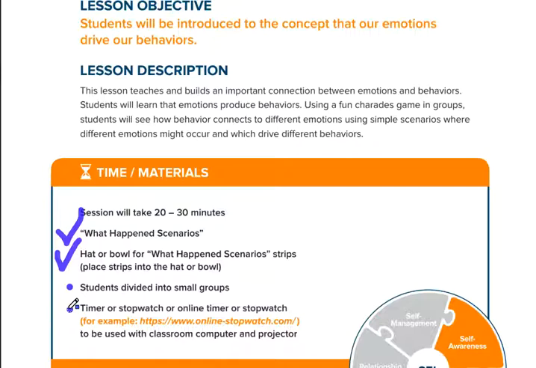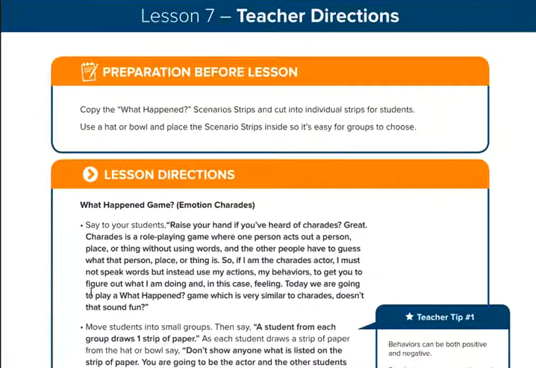You'll want to act out one of the scenarios yourself or use the example that we give you in this lesson so that the students get an idea of the goal of what we're out here for. This should be a fun activity that begins to introduce the pairing of emotions and behaviors that come from the emotions. Students will choose the emotion that they want to act out based on the scenario that they got.